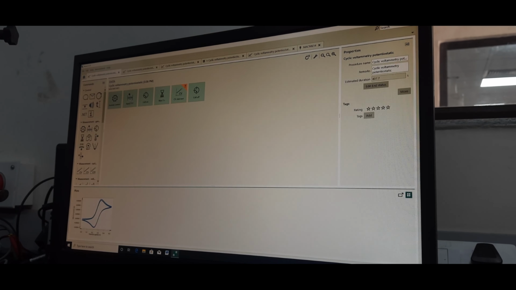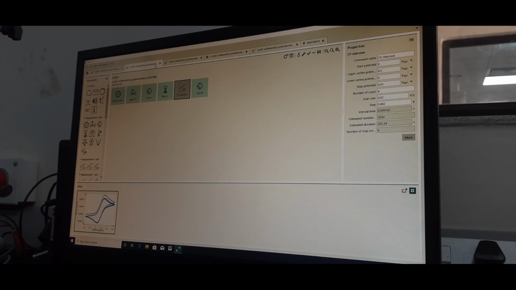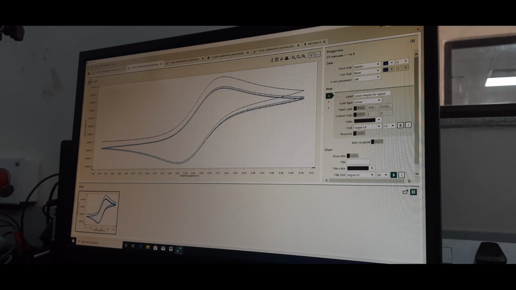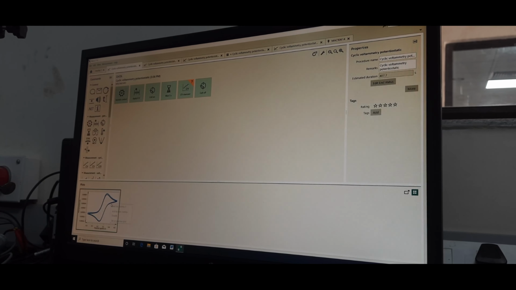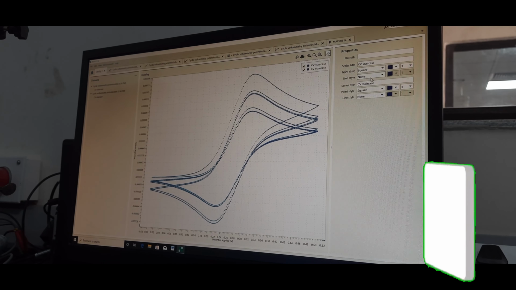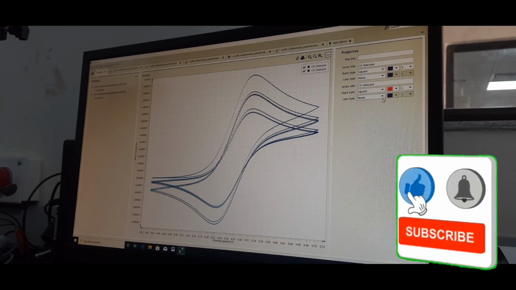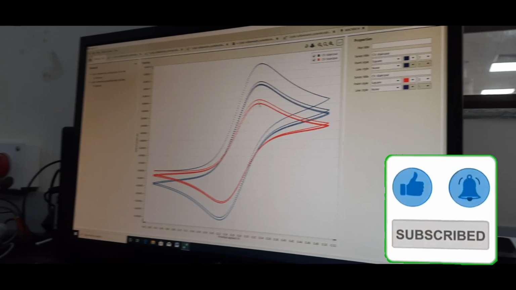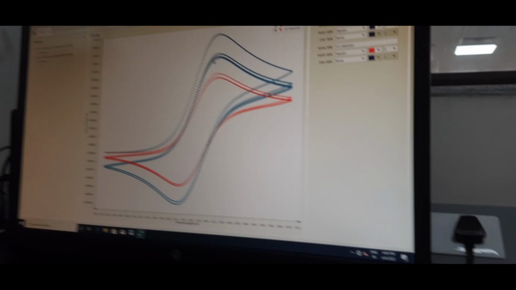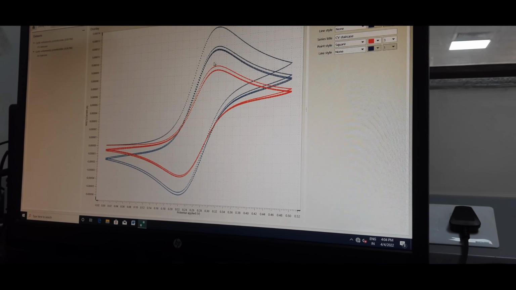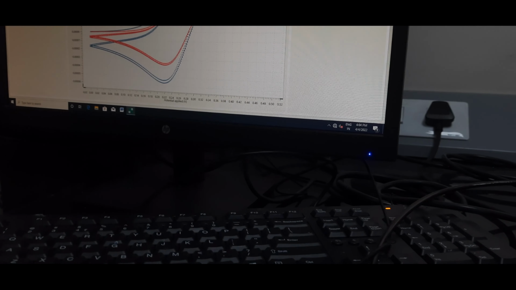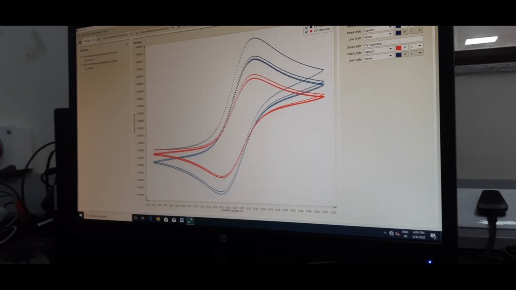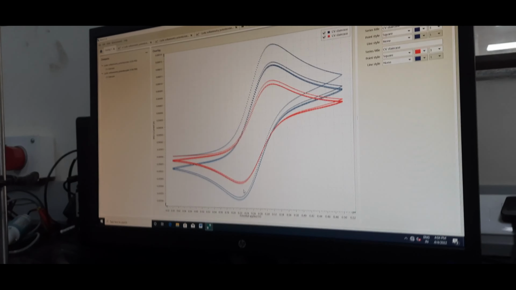Okay, this completes your low scan rate experiment. So I will compare both of them. Let's make it blue and red. So this blue curve is at 20 millivolt per second, while the red curve is 10 millivolt per second. If you see, the peak current has decreased with scan rate. When I decrease the scan rate, the peak current decreased, right? Same thing here also. Whatever happened in the forward scan, the same thing will happen in the backward scan.